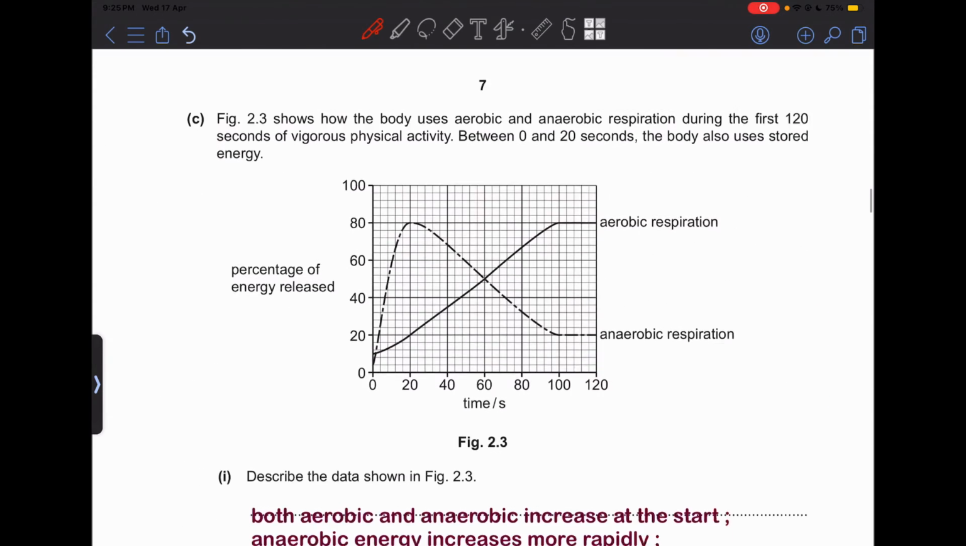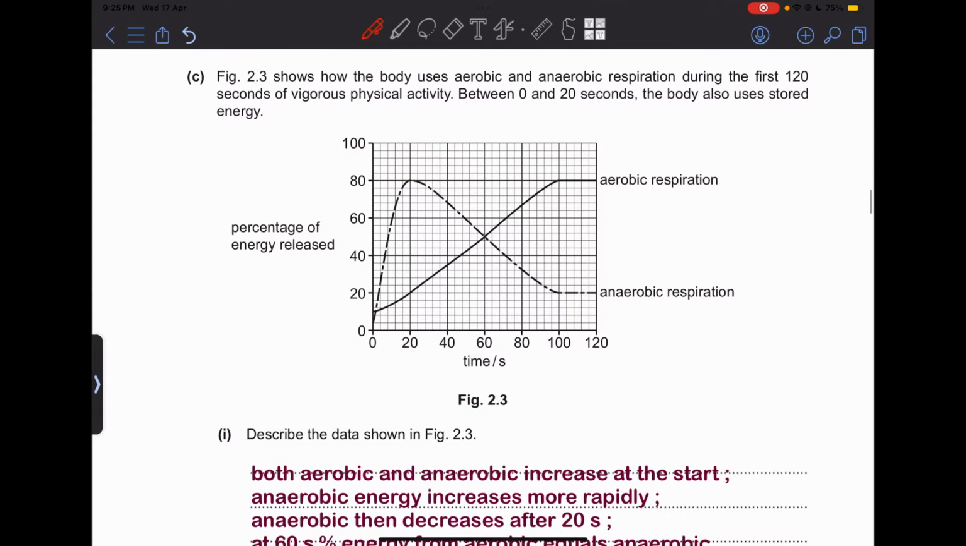Now let's have a look at 2c. So over here we can see that there was an increase in the aerobic respiration from beginning second 0 until the 100th second, and then it started to become constant over here. So we can see that starting from around the second 20, there was a large increase in anaerobic respiration, and then it gradually decreased until it reached again its constant over here at around second 100.